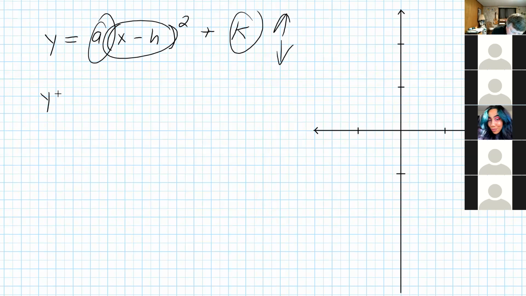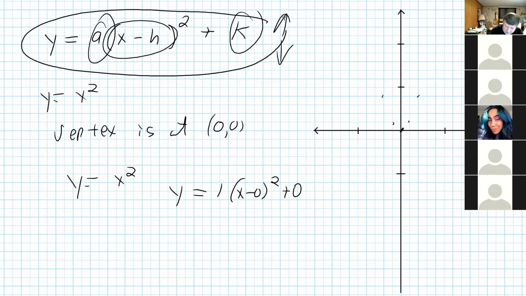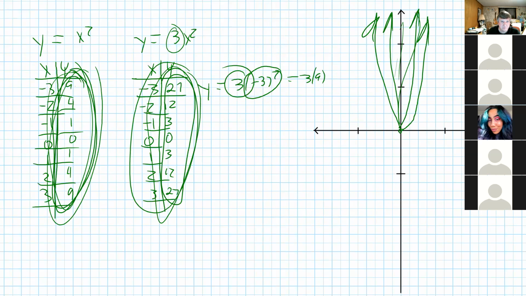What I want to look at is y equals x squared. The vertex is at 0, 0. So for y equals x squared, it's like we've got y equals 1 times x minus 0 squared plus 0. Writing it in this form, where a is 1, and there's no shift to the right or the left, and there's no shift up or down. The vertex is at 0, 0.